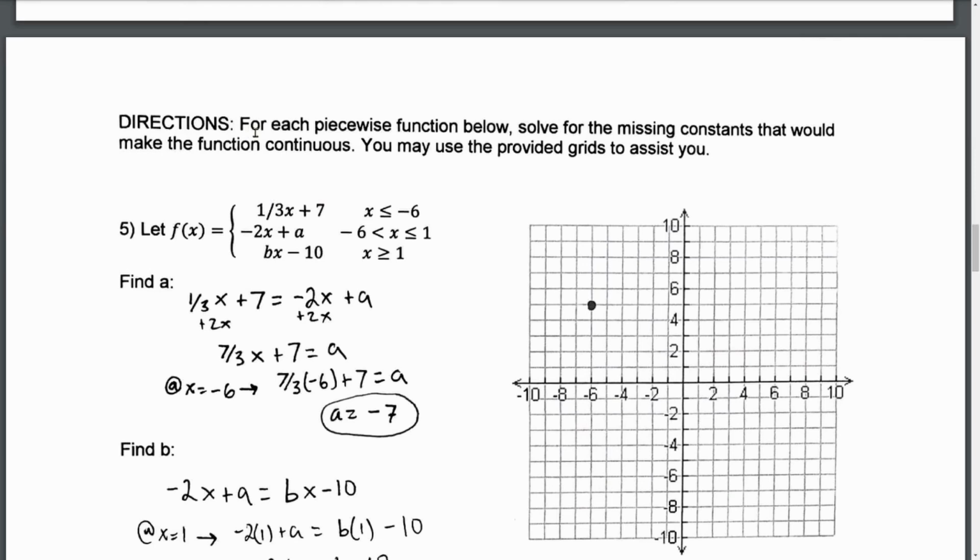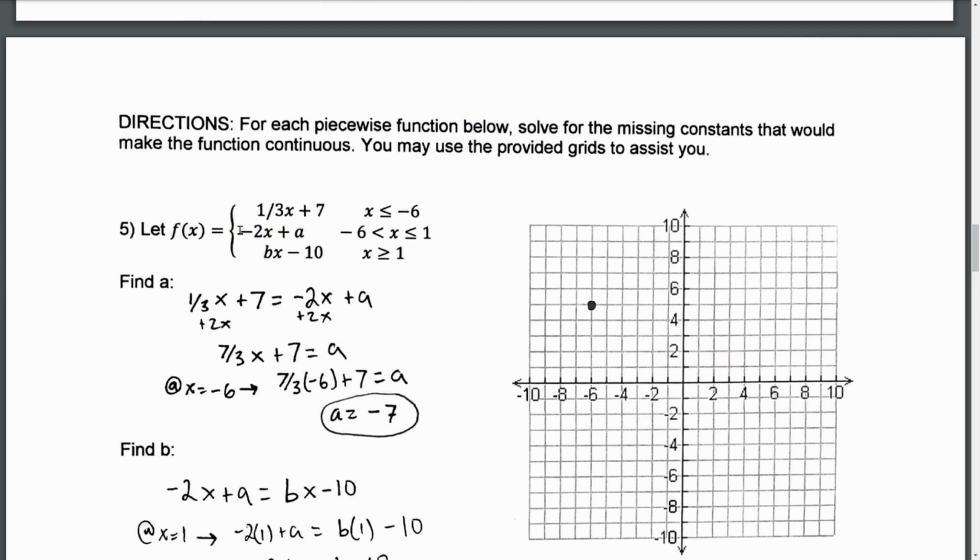So the directions say, for each piecewise function below, solve for the missing constants so that the function is always continuous. You may use the provided grid to assist you. So what does it mean for a function to be continuous? Well, it means we can draw the graph and we never have to pick up our pen.